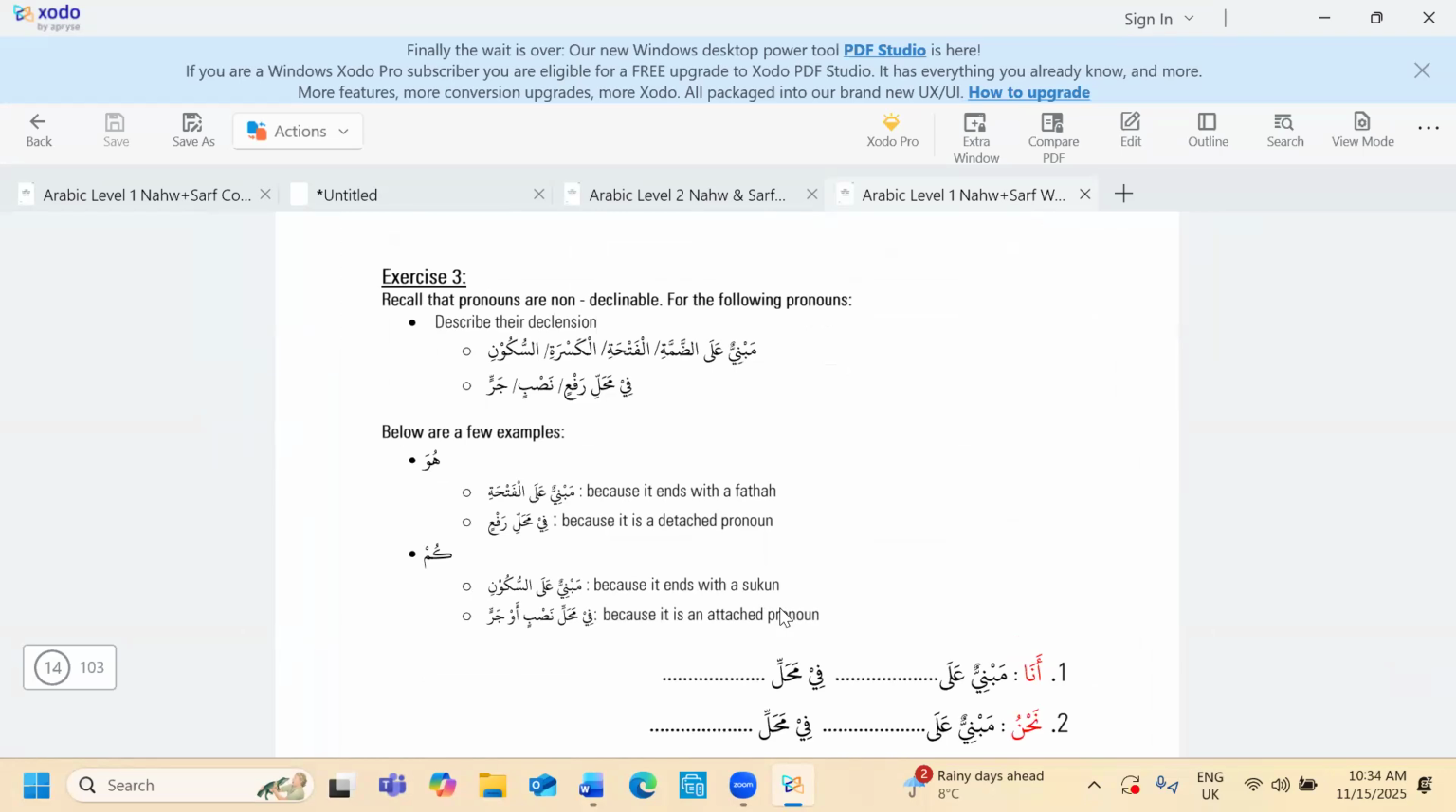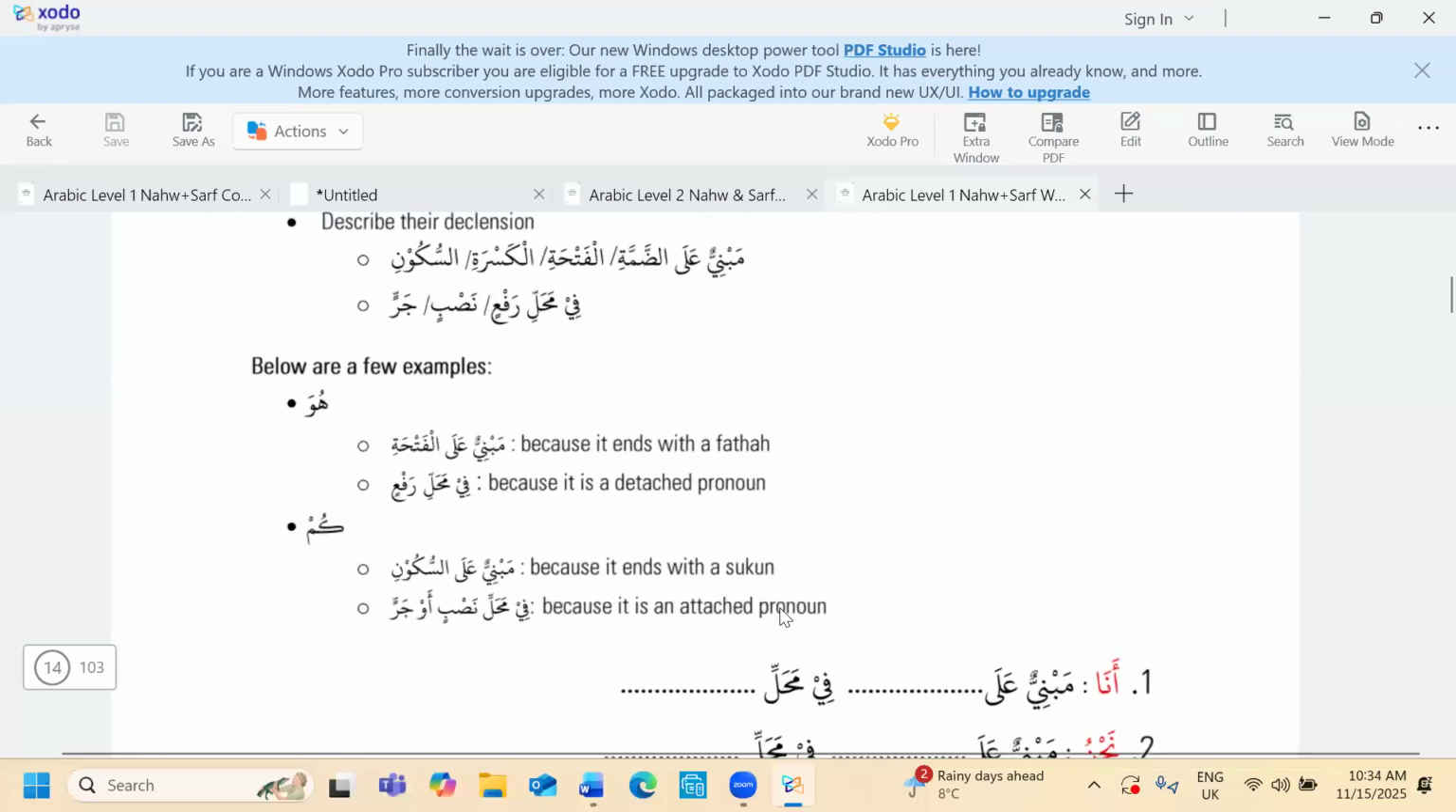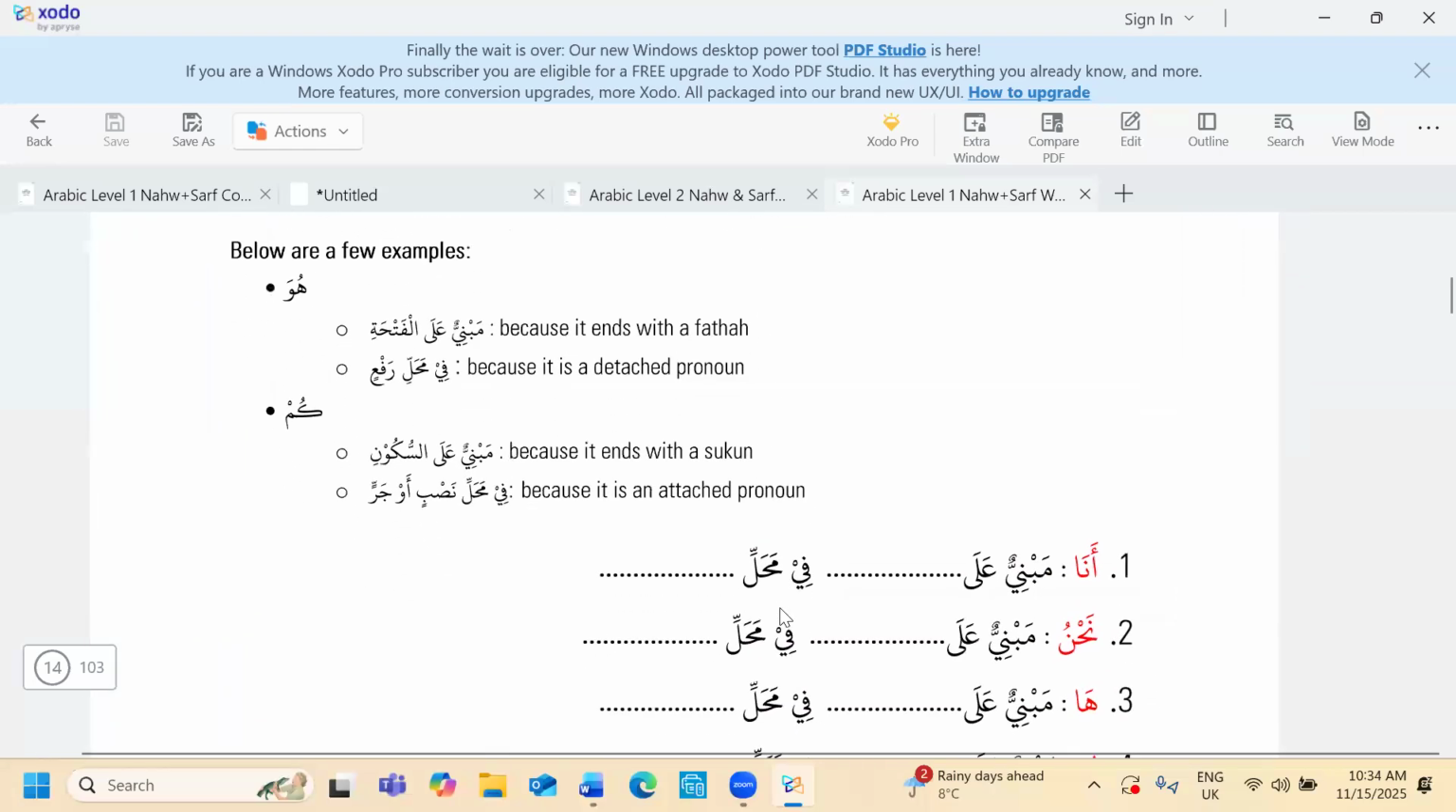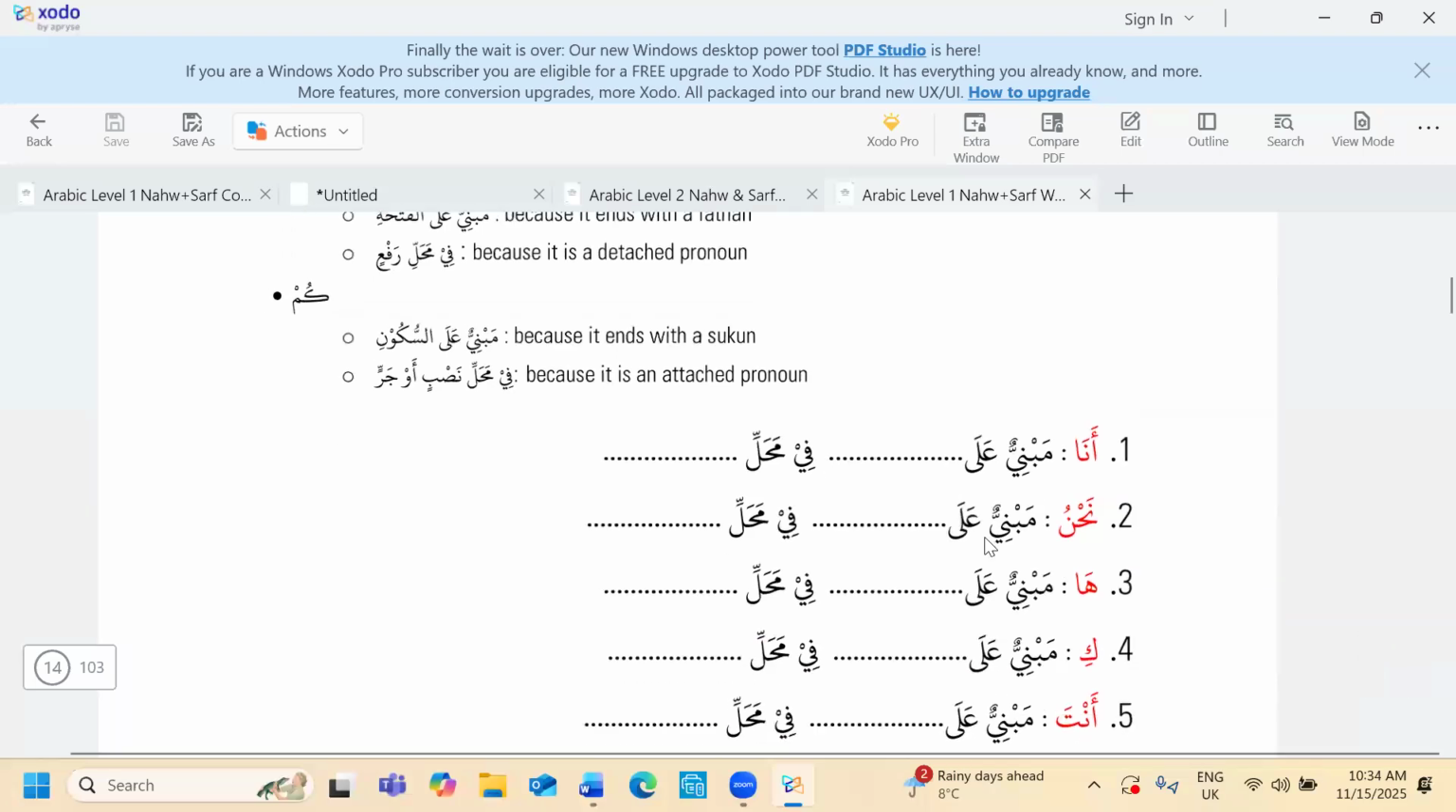Okay, so for example, you got the word ana. What would you say? Mabni ala? Yeah, so the alif has a sukoon on it. So mabni ala sukoon, and you say fi mahalli raf'in. So remember, we said detached pronouns are rafa, and attached pronouns are nasb or jar. So if it's going to be rafa, you just say fi mahalli raf. And again, this is quite an advanced thing. I don't really want to go into that.